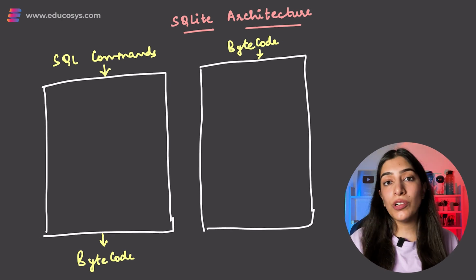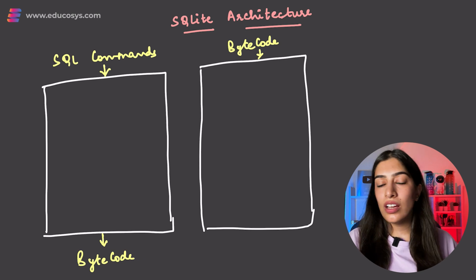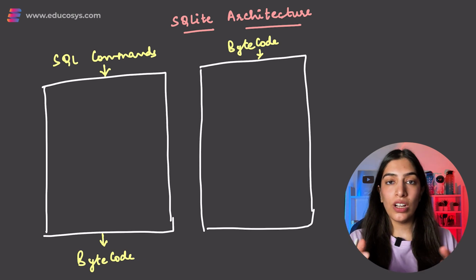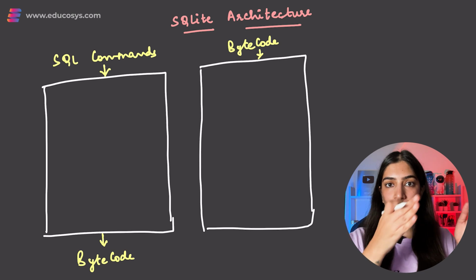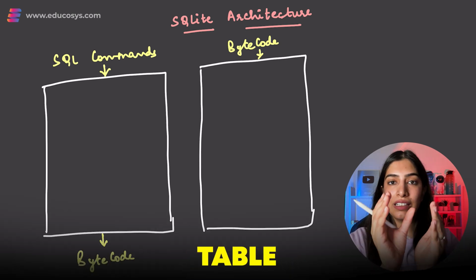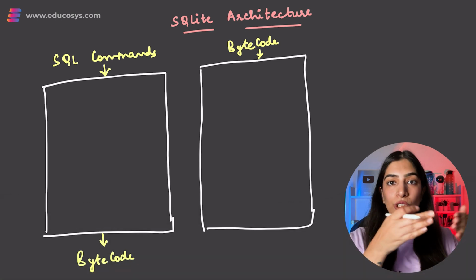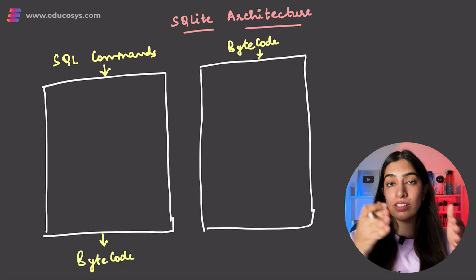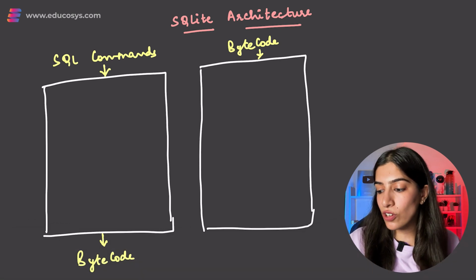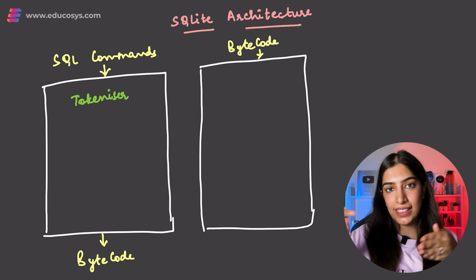Okay, let's talk about the first division of components first. As we said, we are getting some SQL commands, like create table or insert into. Now this big command we are going to divide into chunks and understand that create is 1 token, table is 1 token, or insert is 1 token, and then into is another token. Whatever command is coming, we are tokenizing it and understanding which tokens are coming. So the first component is going to be a simple tokenizer.